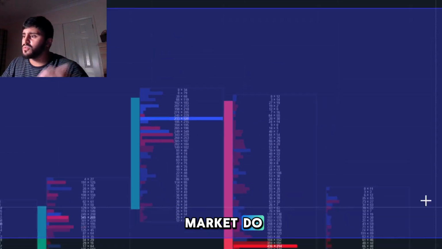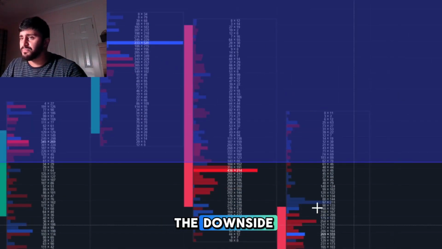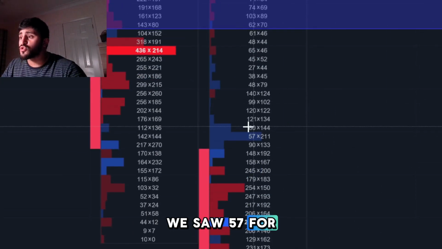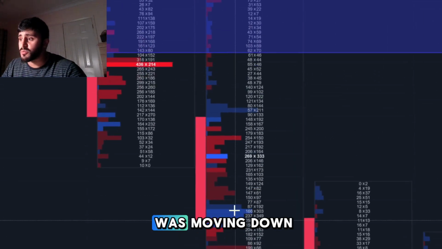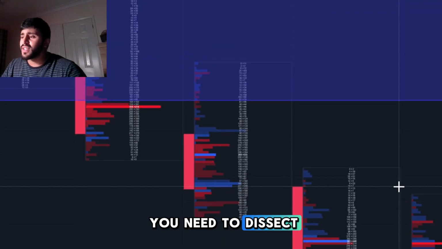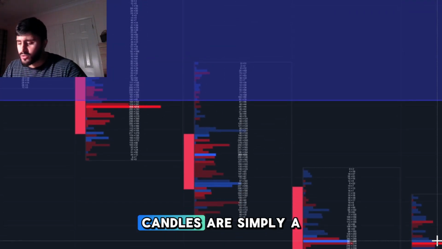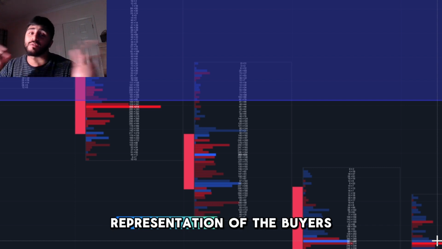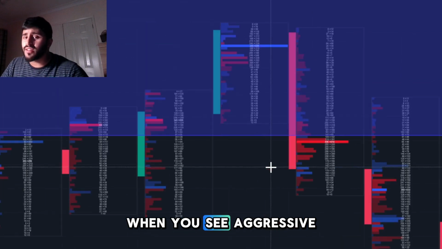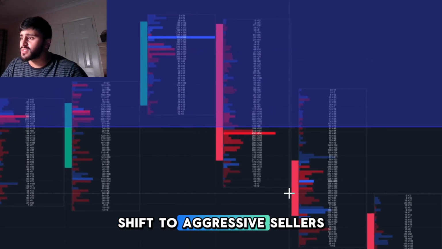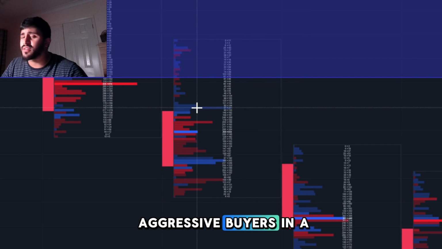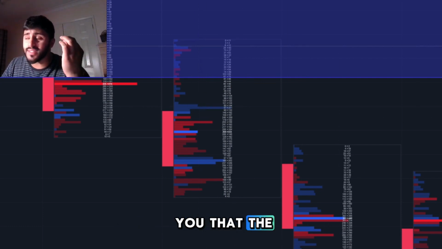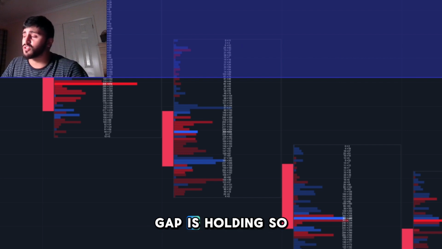But what does the market do? Well, the market breaks to the downside. To give you an extra confirmation, we saw 57 for 211, but the market was moving down. So this is where you need to dissect candles in terms of what they are. Candles are simply a visual, picturesque representation of the buyers and sellers. When you see aggressive buyers shift to aggressive sellers, and when you see aggressive buyers in a red candle as price moves downwards, this is what gives you the indication that the fair value gap is holding.